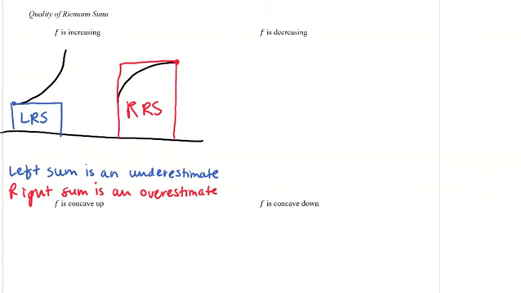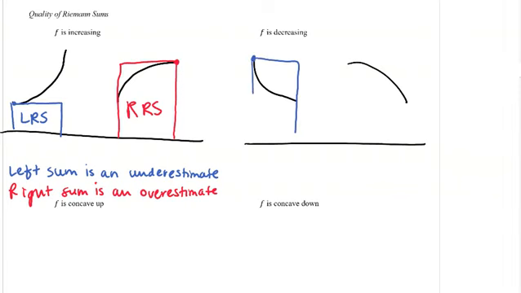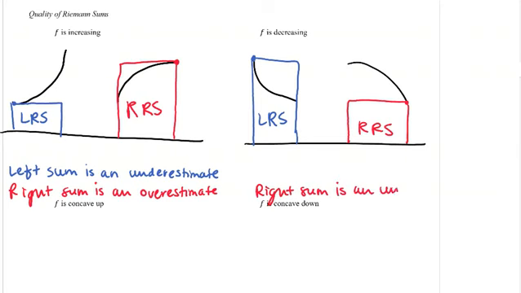F is decreasing. Okay, well, again, I'm going to draw the same picture. I'm going to draw a decreasing function that's concave up, and a decreasing function that's concave down. I said that wrong. Okay, so first I'm going to do a left Riemann sum. And I'll do a right Riemann sum as well. So here. Right sum's an underestimate, left sum is an overestimate.